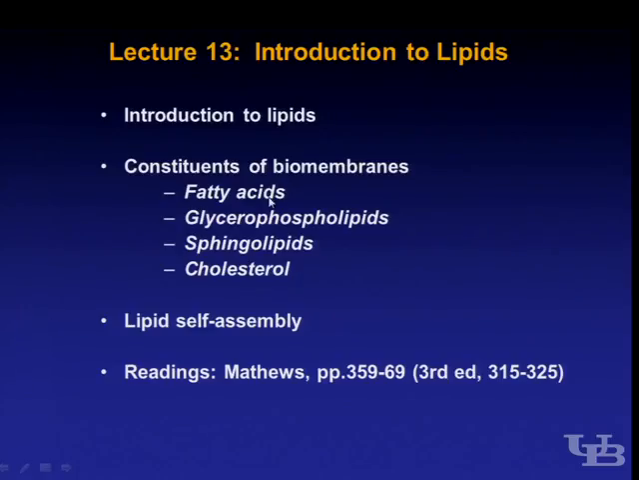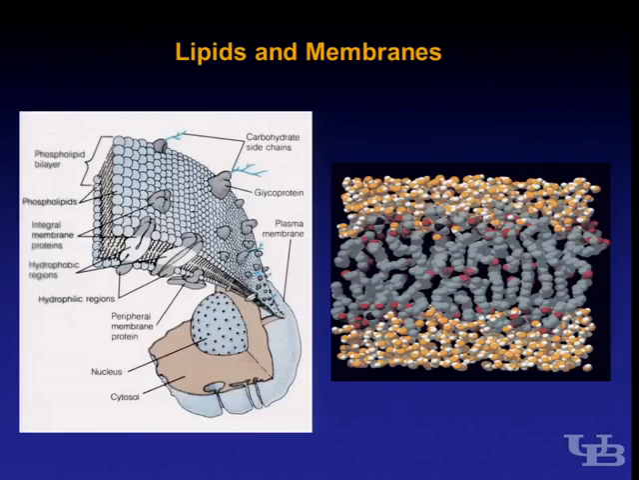So fatty acids, which are really the smallest building blocks. You don't really see free fatty acids in membranes, but they're the precursors to the major components of the membranes, glycerophospholipids and sphingolipids. We'll talk about cholesterol, and then, having a feel for some of those structures and properties, how the lipids come together through self-assembly, and we get membrane structures. Okay.